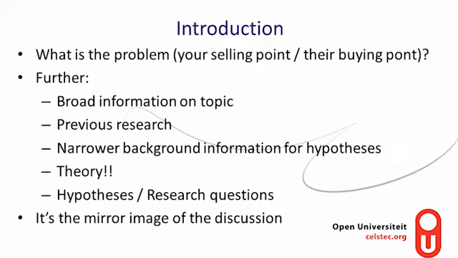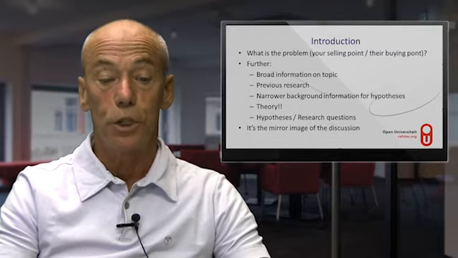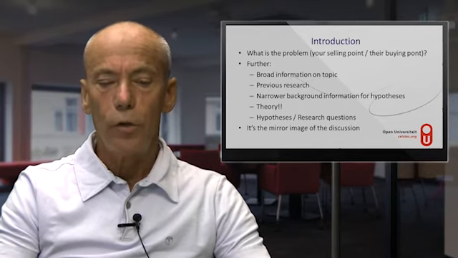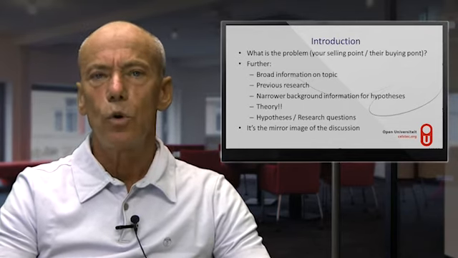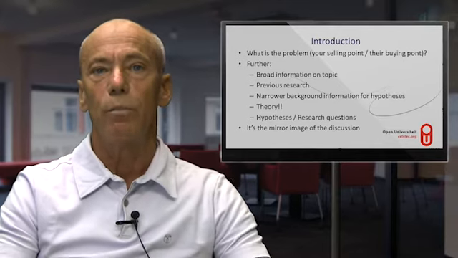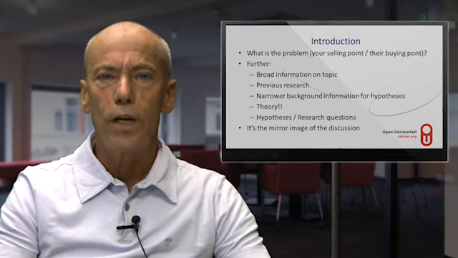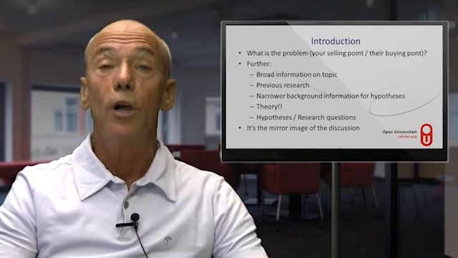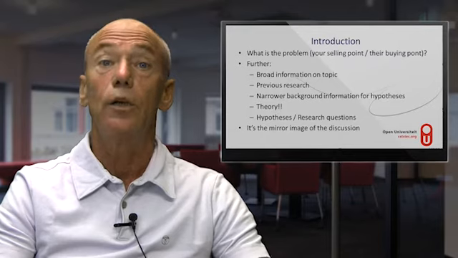After your abstract, the beginning of your article is your introduction. The most important thing to do is to tell your readers what's the problem, what are you trying to solve, what are you trying to achieve. You might say your unique selling point, but actually I prefer to use what is the reader's unique buying point. Why is the reader reading this? Why should the reader read this? Why should your reader buy into your ideas, your research?